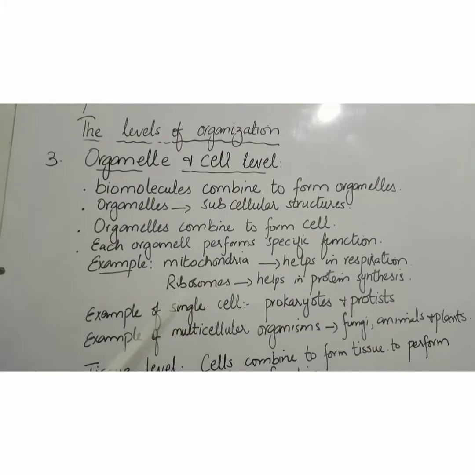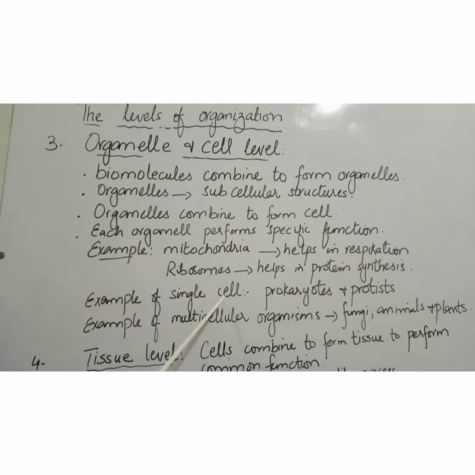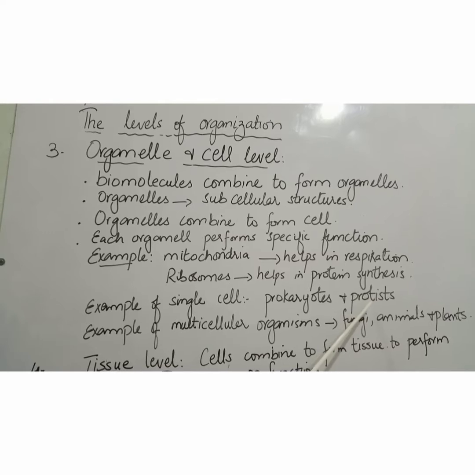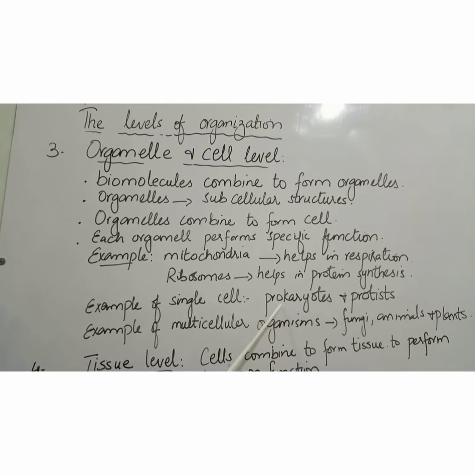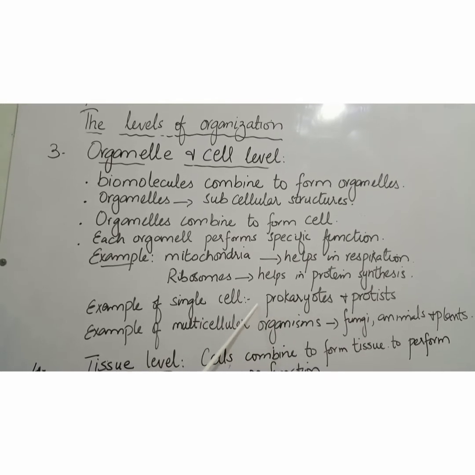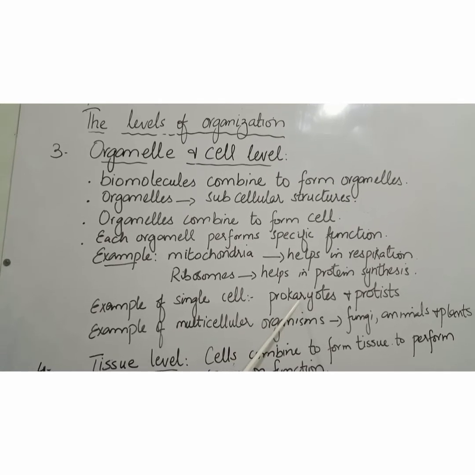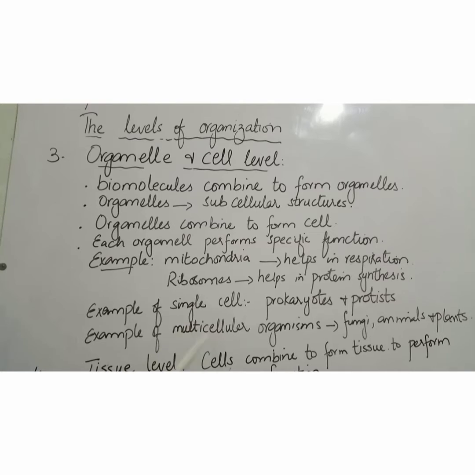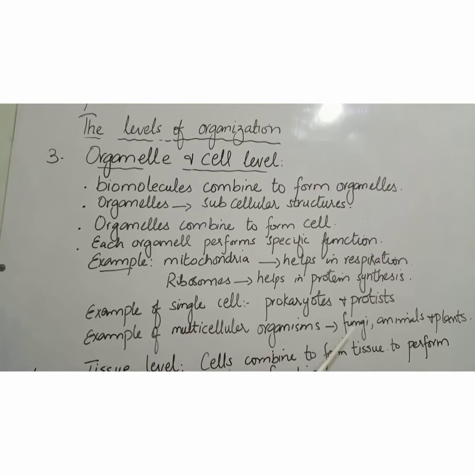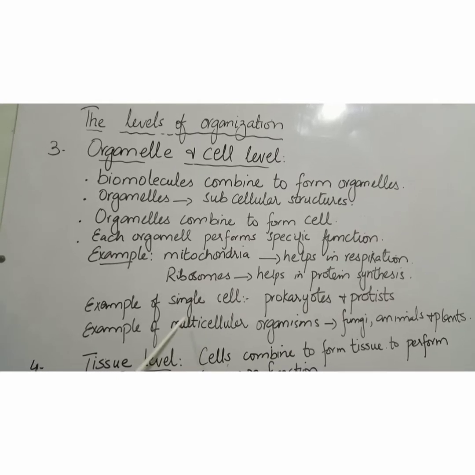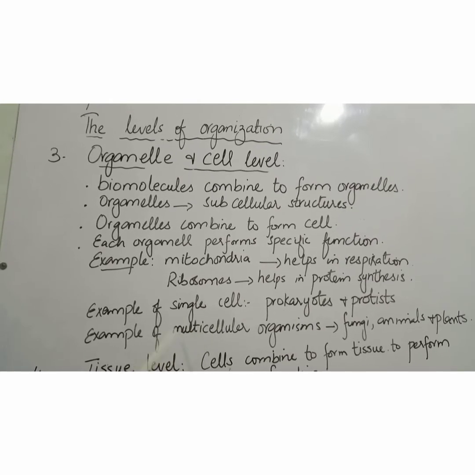Examples of single cells, students, are prokaryotes and protists. These are unicellular, meaning they consist of a single cell which can only be seen through a microscope. Examples of multicellular organisms are fungi, animals and plants. These consist of more than one cell, meaning multicells.